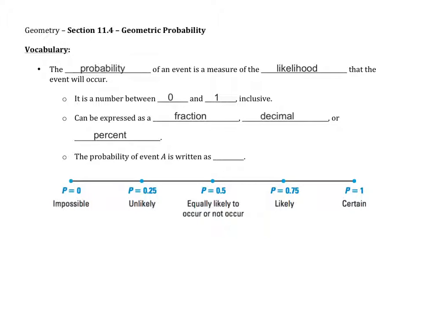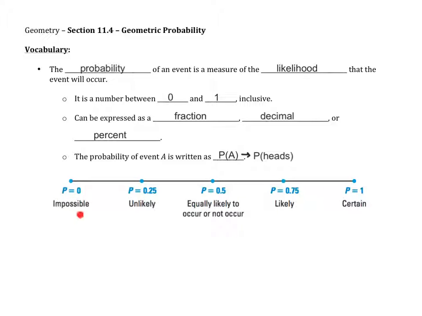The probability of event A is written as P of A, and the way you would read that is the probability of event A happening. So if we're talking about the probability of flipping a coin and getting heads, it'd be written like this: P of heads, so the probability of getting a heads as you are flipping a coin.